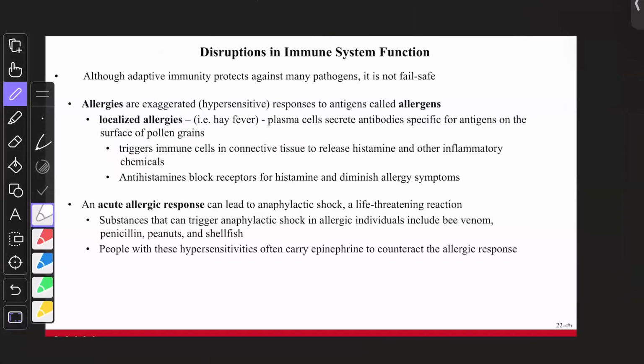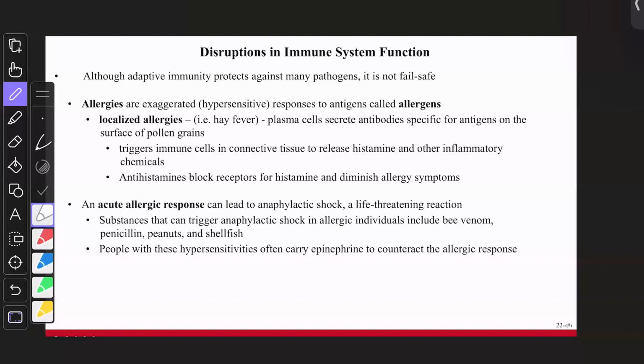Allergies, whether they are food allergies or hay fever, any of those things are hypersensitivity responses of the immune system to antigens that we call allergens. So I always like to point this out. Anybody in here take an antihistamine or an allergy pill, right? That allergy pill doesn't prevent the allergy. It just prevents the response.